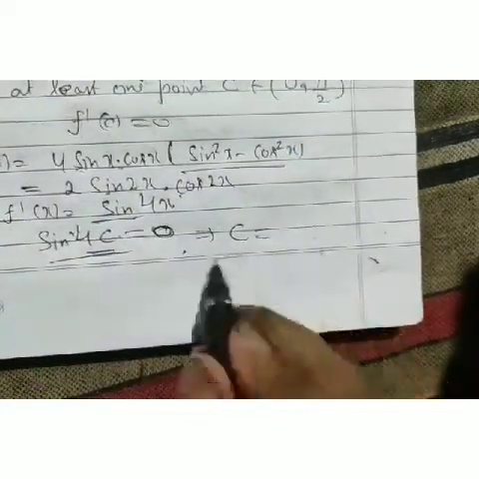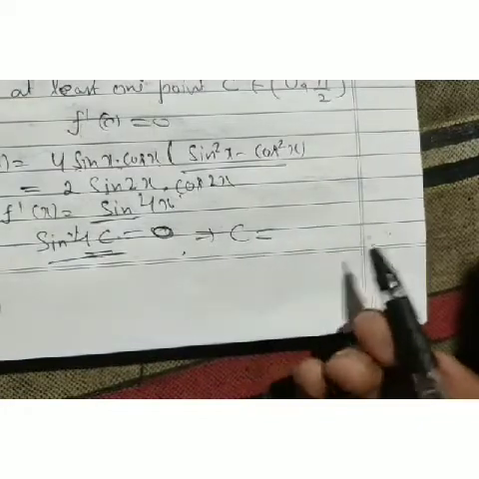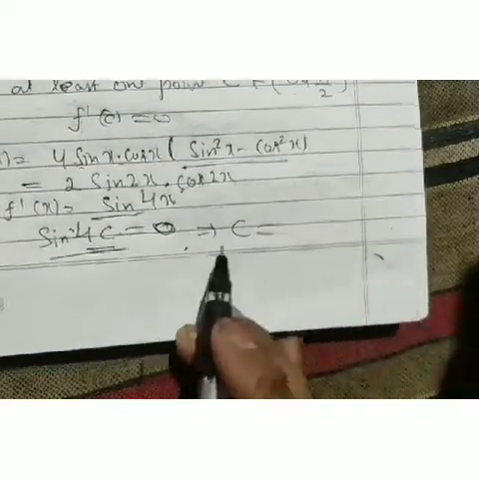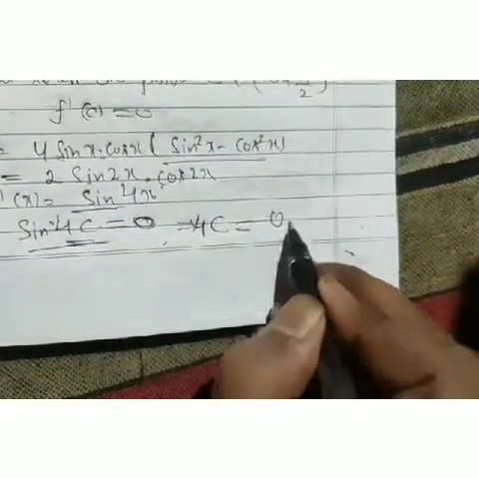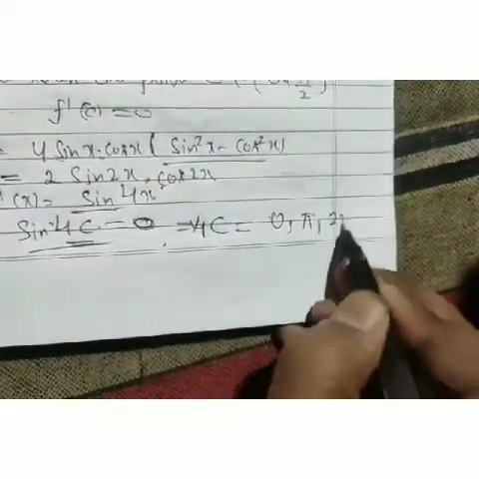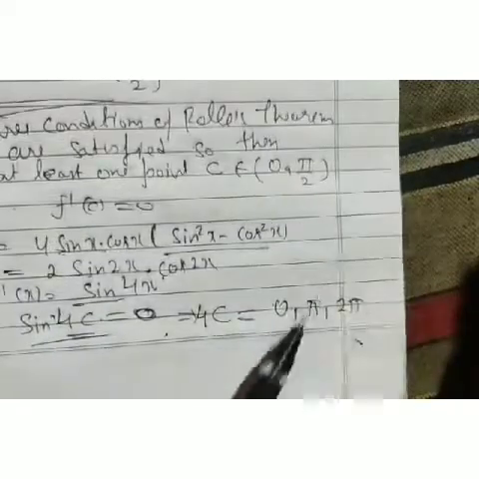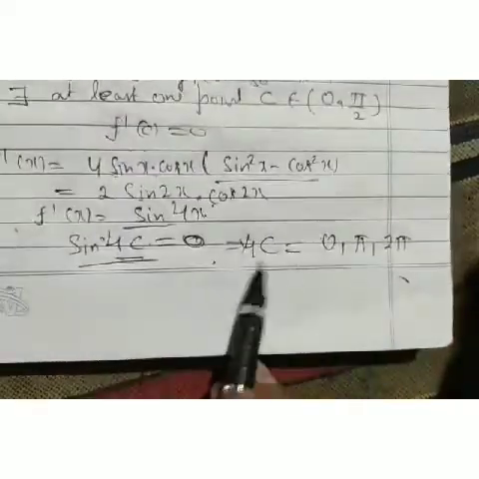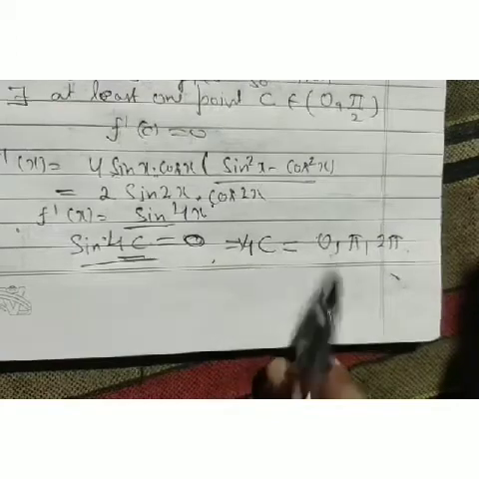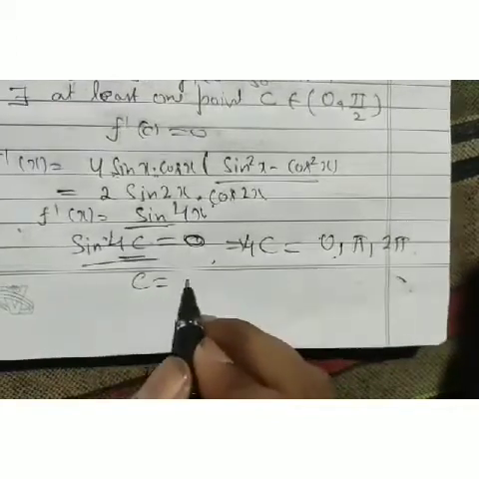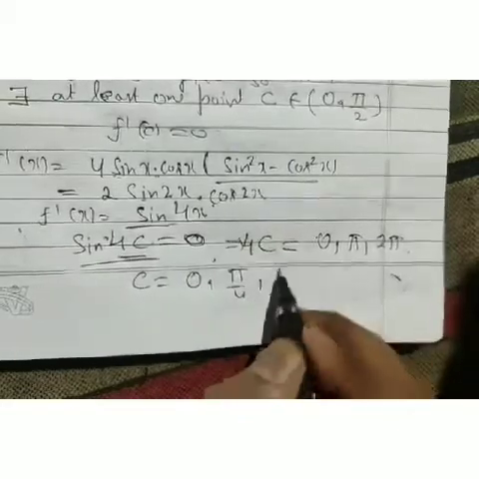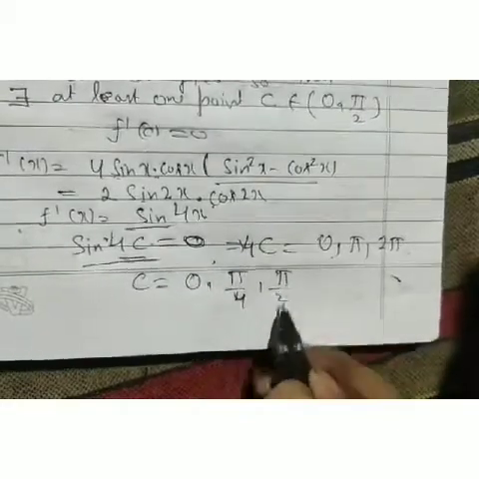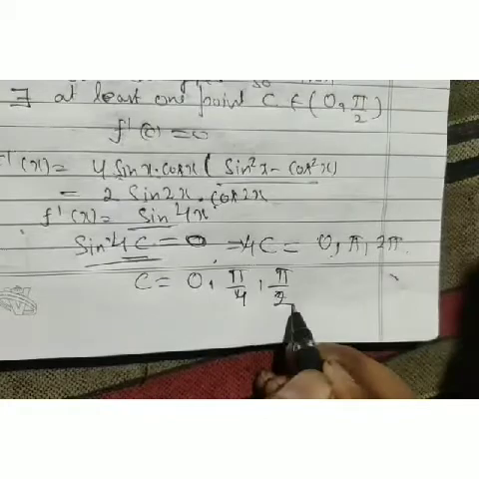By the general rule, theta takes the integer multiples of pi: 0, pi and 2 pi, if you remember from earlier classes. So 4c is equal to 0, pi and 2 pi. Then the value of c is 0, then pi by 4, and the second one is pi by 2. Now we get the values of c: 0, pi by 4 and pi by 2.